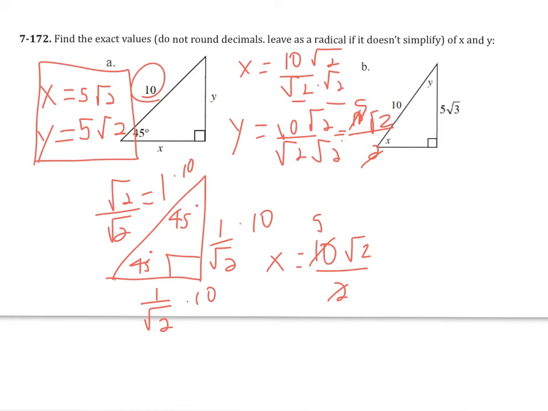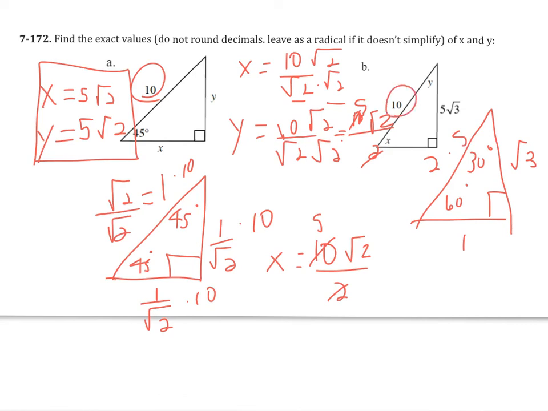Now in B, we actually are trying to figure out the angles. And this actually is a 30, 60, 90 triangle. And from geometry, you know that in a 30, 60, 90 triangle, the side opposite 30 is 1, the side opposite 60 is root 3, and 2 is the hypotenuse. Well, we have to take 2 times 5 to get 10 here. So then we have to take this side times 5 and this side times 5.